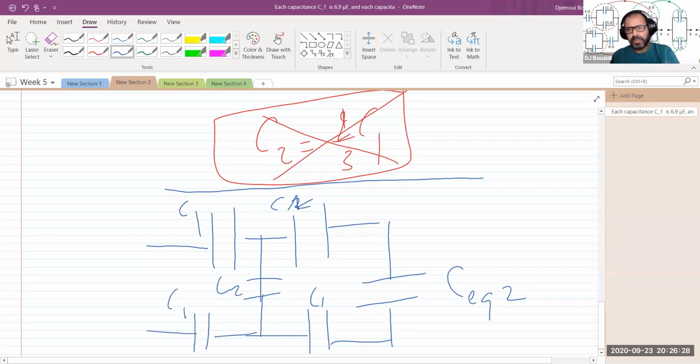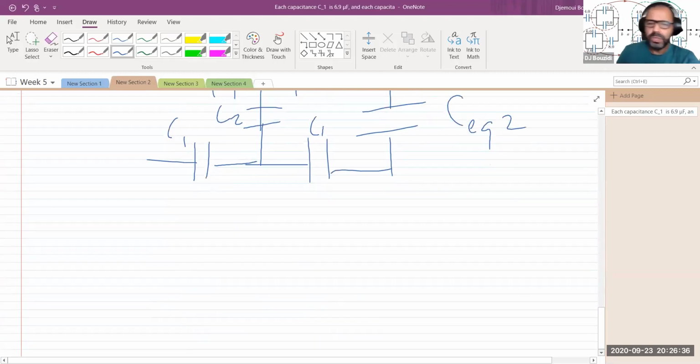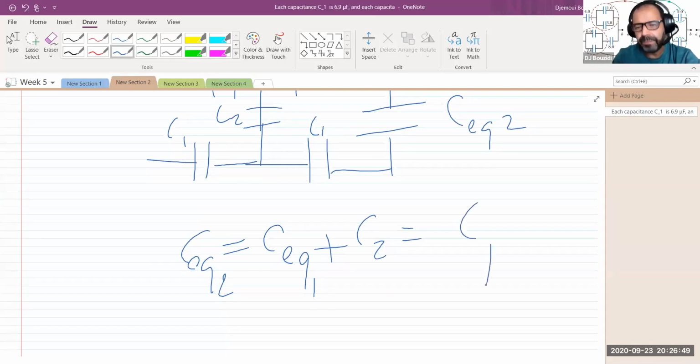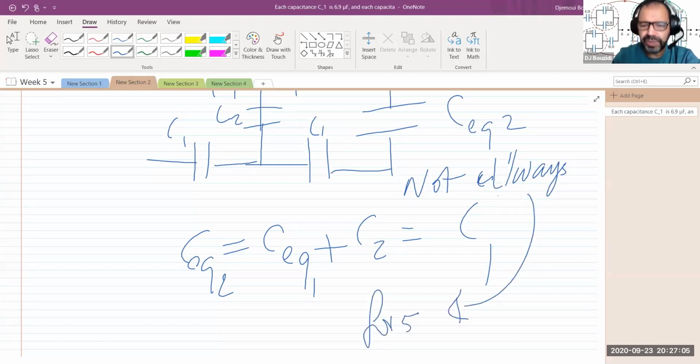So this C equivalent is between parallels, and per the parallel circuits, the C equivalent is just the sum of the two, that's it. So C equivalent 2 is simply C equivalent 1 plus C2. Numerically, for this specific problem, this will turn out to be exactly C1. This will add up in this particular problem, not always. For problem 59 only.